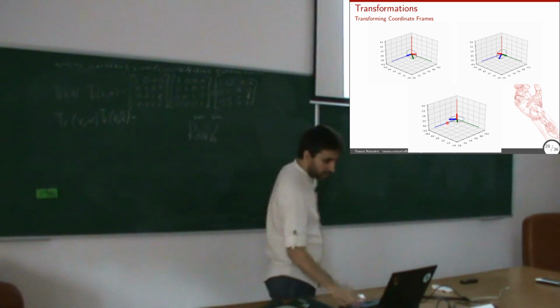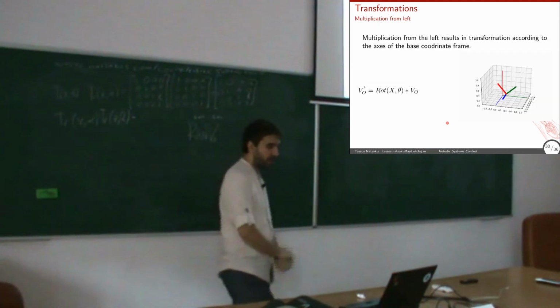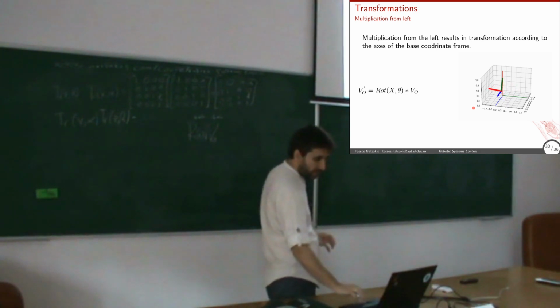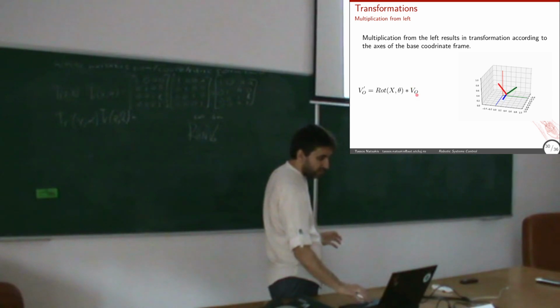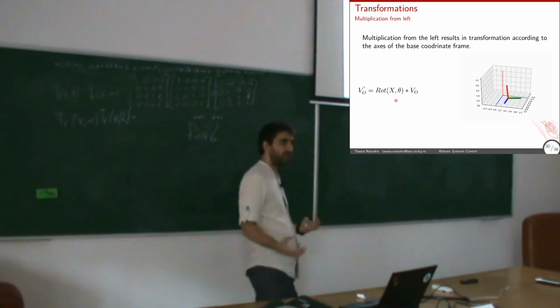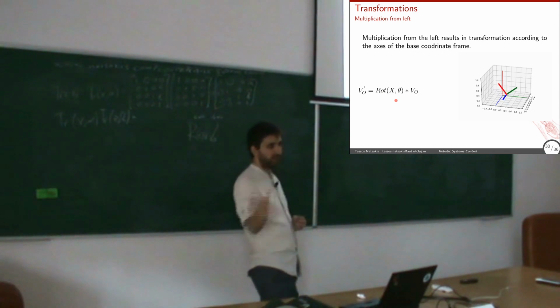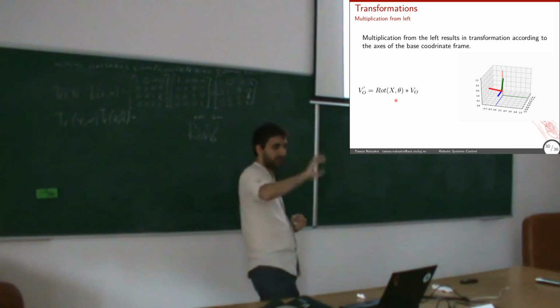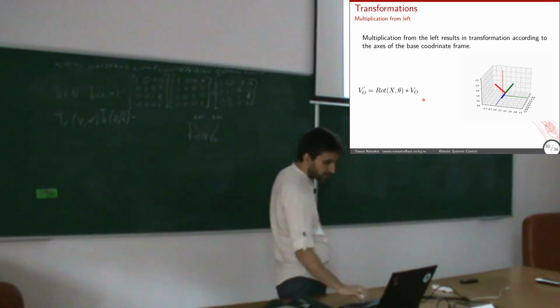If I multiply from the left, now what do we see here? I have a fixed coordinate frame, 0, and I have another coordinate frame that is expressed on 0. So V subscript 0. And here what do we see? If I multiply from the left for a rotation around x by theta, here you see different theta, just so you see it moving, it rotates around which x? This fixed x, right? You see? Rotating around this point, around this axis. Is it clear?